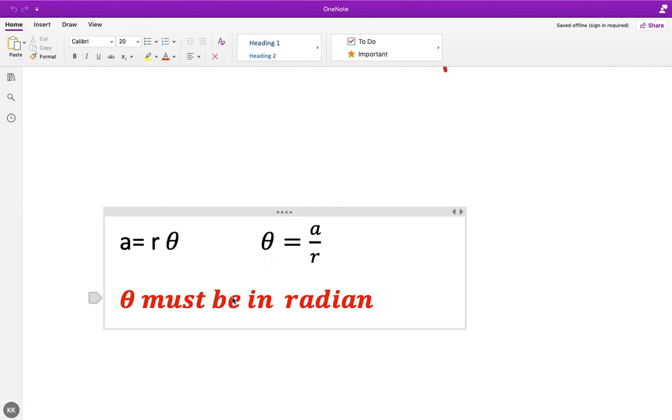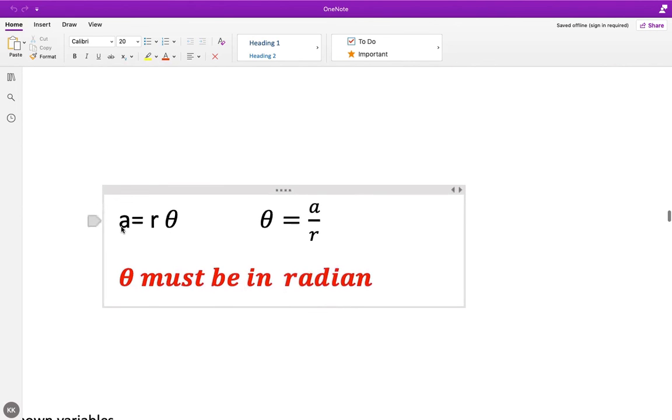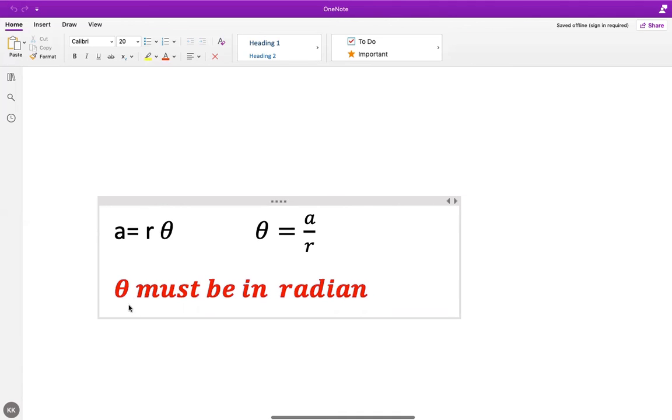So these are the two formulas you need to know for this chapter. The arc length equals the radius times the angle theta, or the angle theta equals the arc length divided by the radius. Basically, if you move the radius to the other side, you divide by r. So you get this equation. Remember, theta must be in radian measures. This is really important.